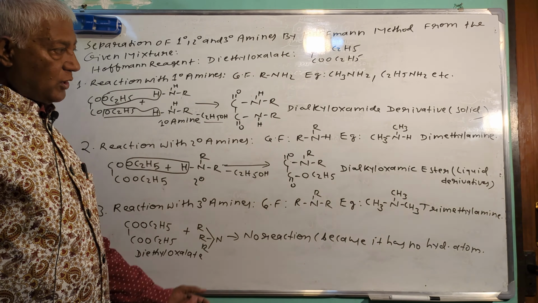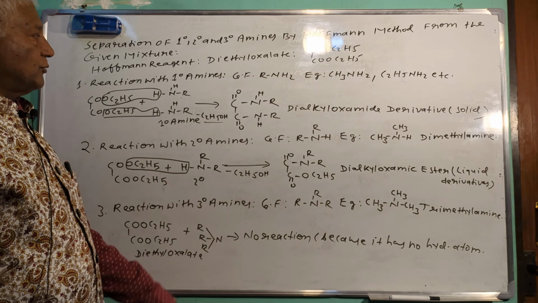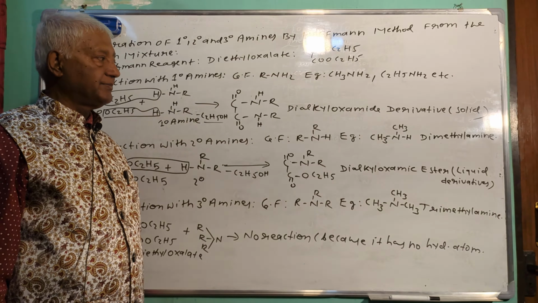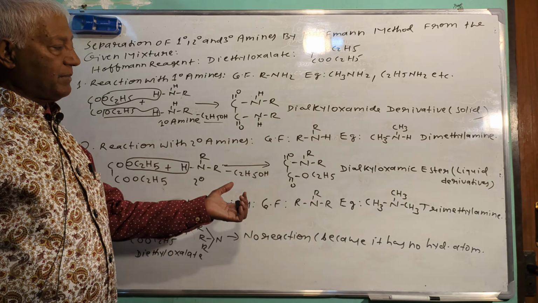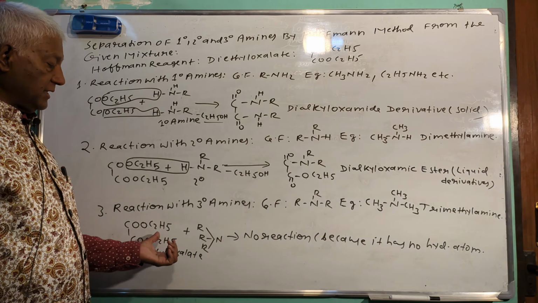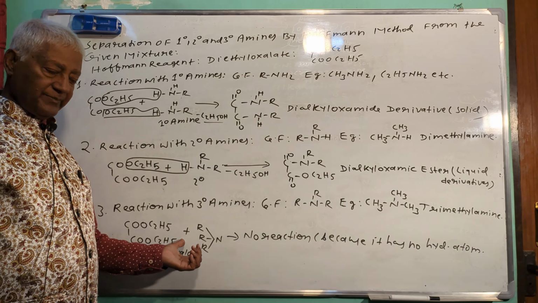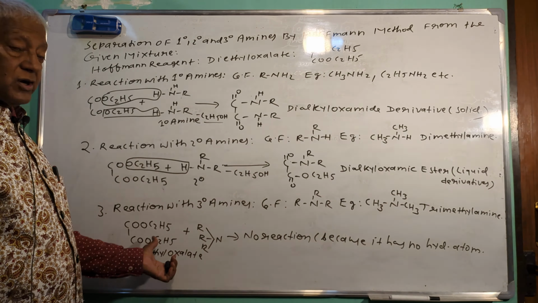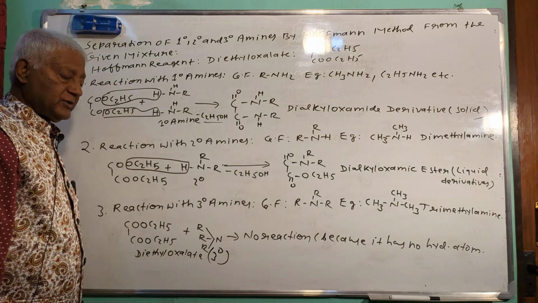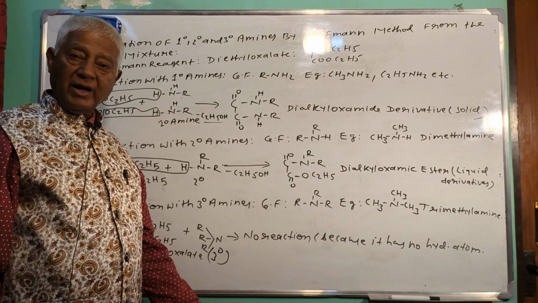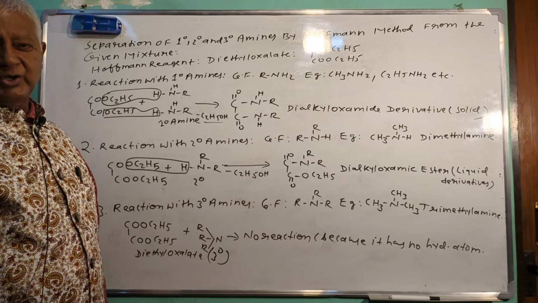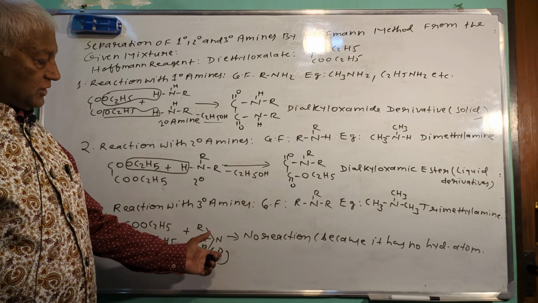So in first degree amine, what do you get? A solid derivative, dialkyl oxamide. With secondary amine, you get dialkyl oxamic ester, which is a liquid derivative. With the third, there is no reaction. So at first we have to remove the third degree amine from the mixture by fractional distillation, because its boiling point is very low, so we can remove it easily.